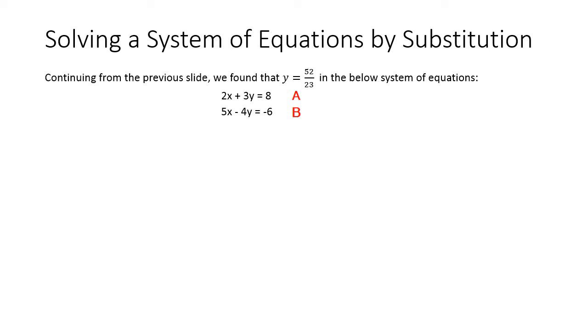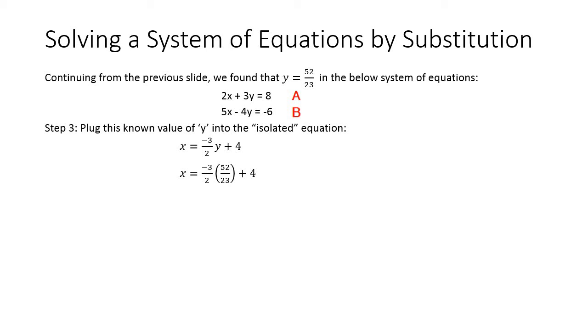Continuing from the previous slide, we found that y equals that in the below system of equations. So step 3, plug this known value of y into the isolated equation, where we isolated x in equation A. So that was our isolated equation. We know y is 52 over 23, so we plug that in for y. And then I did a little bit of simplifying here. 52 over 2 is just 26 over 1. And then negative 3 times 26 is negative 78. 1 times 23 is 23. Plus 4.